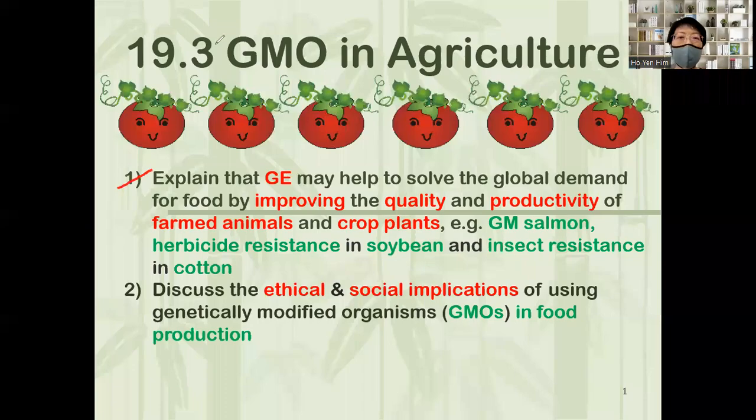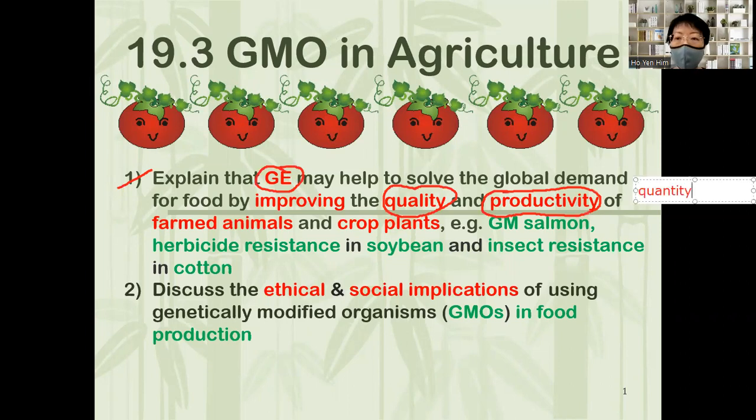So the learning outcome for today's lesson on GMO in agriculture is to explain that genetic engineering may help to solve the global demand for food, and to improve the quality and the productivity of farmed animals and crop plants. Productivity also means quantity, or I prefer to use the word yield. So you want to improve the quality and yield of the plant and animal.